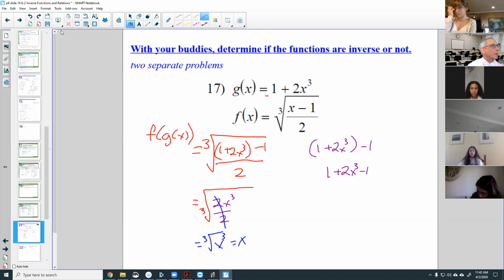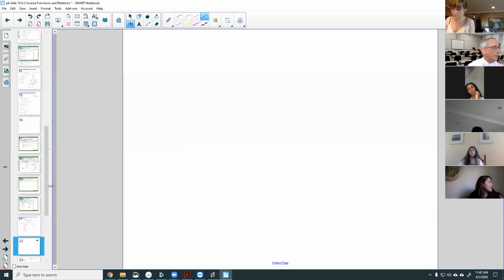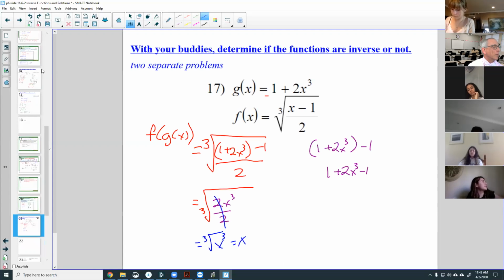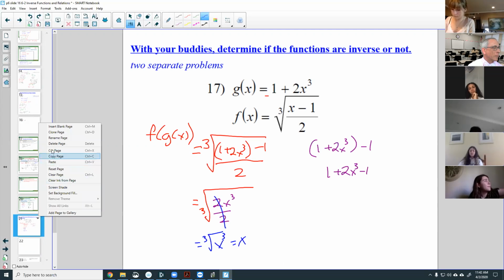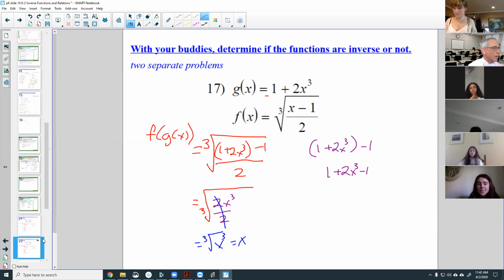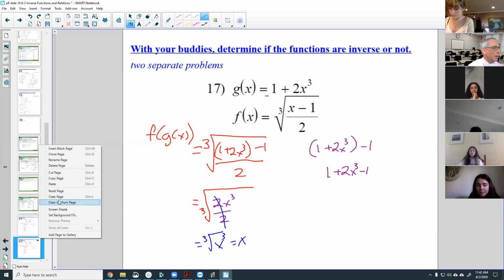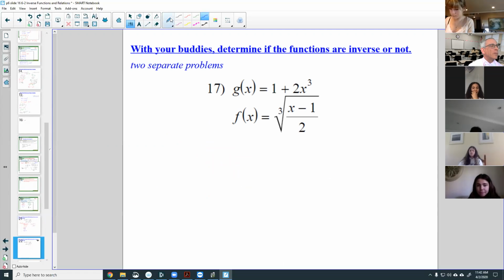Let's try the other way. Oh, wait, I didn't want to do that. I want to clone this, and I want to get rid of the ink. All right, let's try g of f of x. So, Alex, can you help me set it up? I can try. Good, go give it a shot.